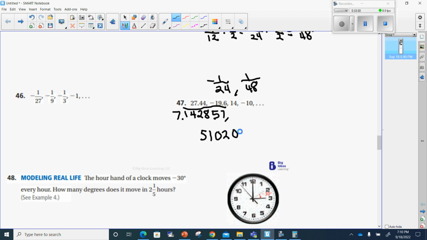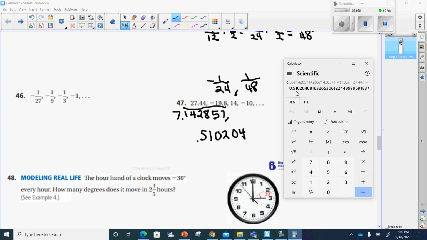510204, I believe. I'm just going to round it up because there's just no way to get this answer written down. It's an irrational number. 204, 08163. I don't see it repeating to go ahead and make it into a fraction. So we're just going to round it there and call it a day. Those are the next two numbers on your list.